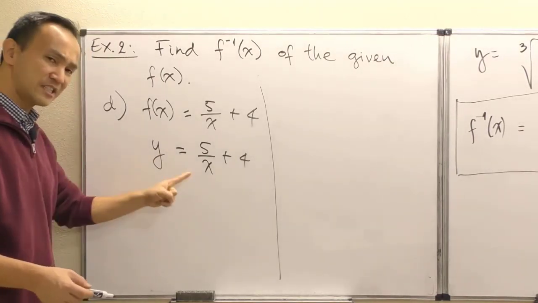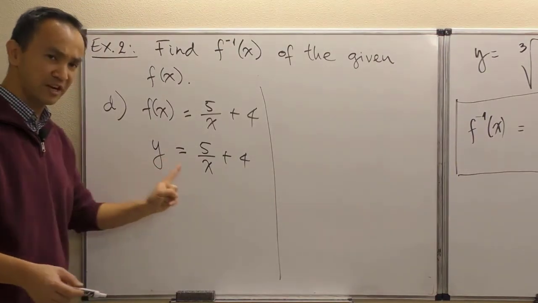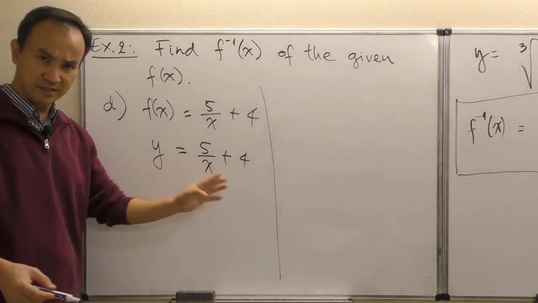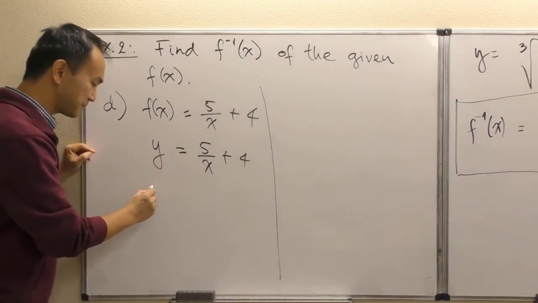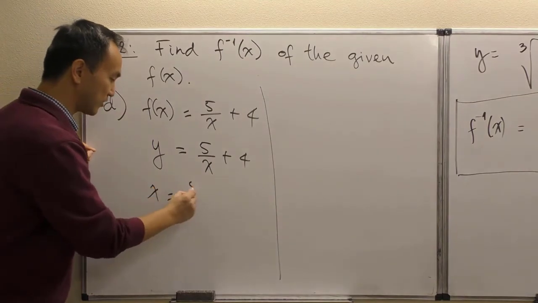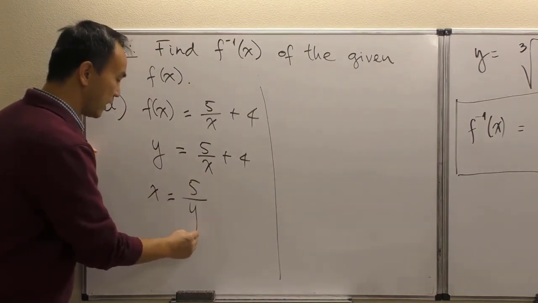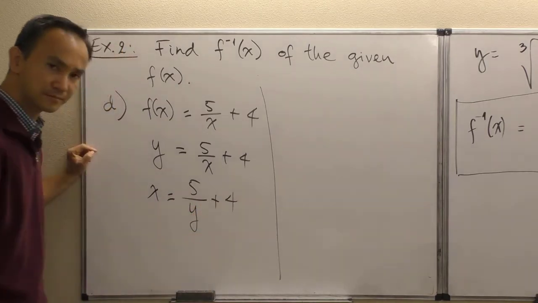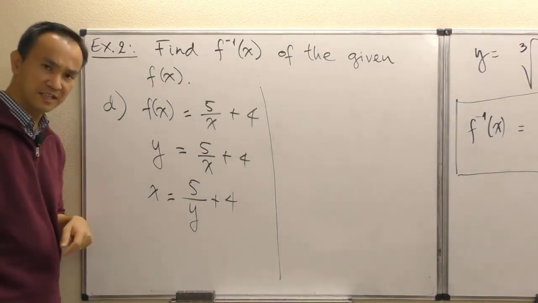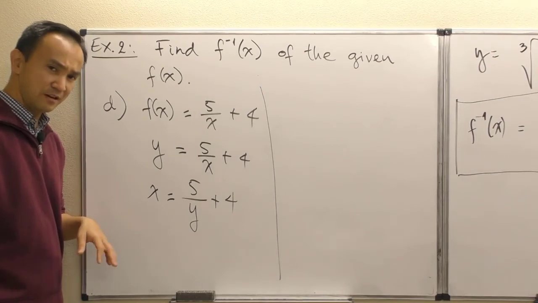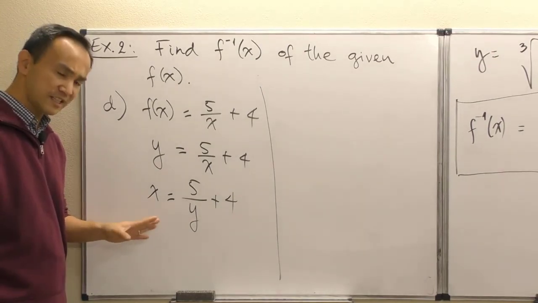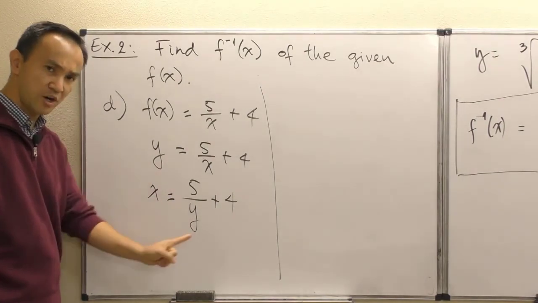Now in the next step, I am going to interchange, or switch, x and y. So y becomes x, and x becomes y. My equation in the next step reads x equals 5 over y plus 4. All right, now let's solve for y. In the next step, we solve for y from this equation right here.